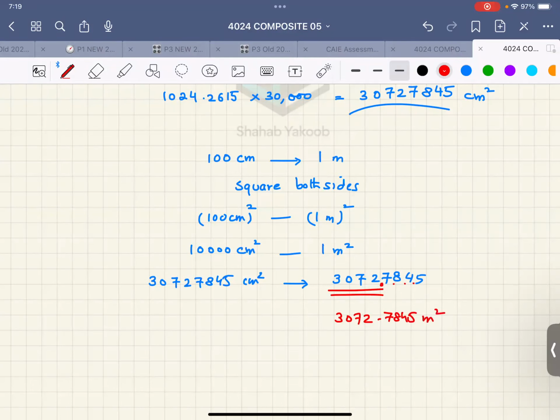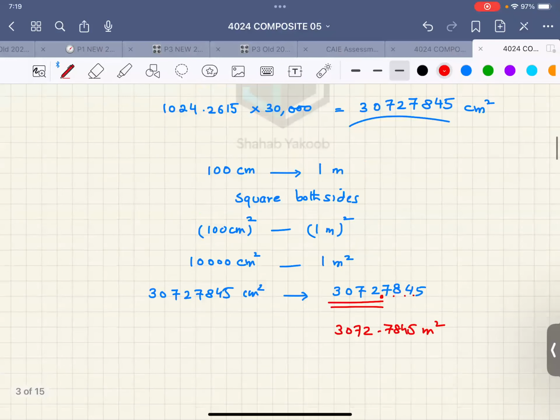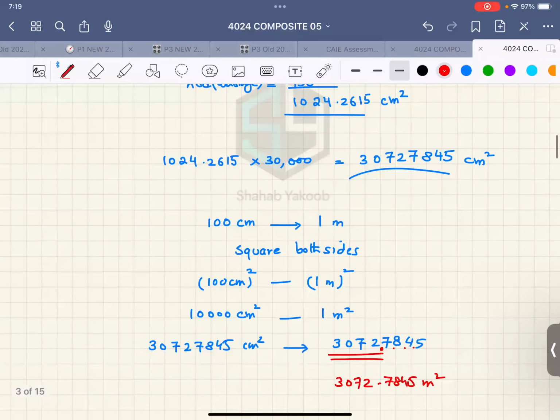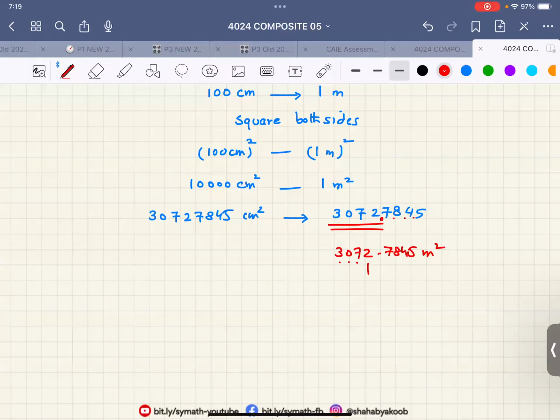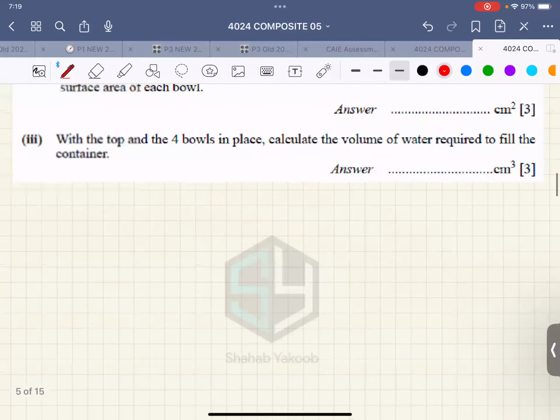This is meter square. And then round it off to 3 significant figures, because that's the general rule. So first, second, third, and this is the fourth one. 3070 meters square. That is the final answer for this part. Now let's double check this answer.